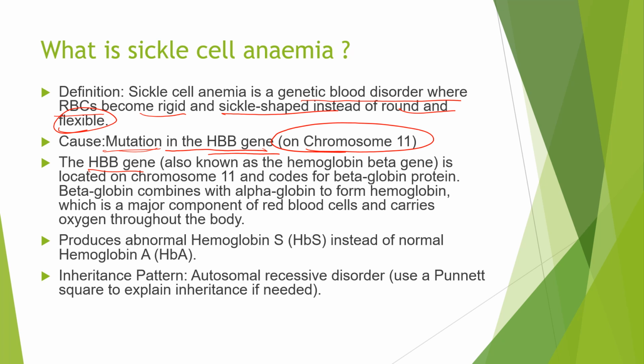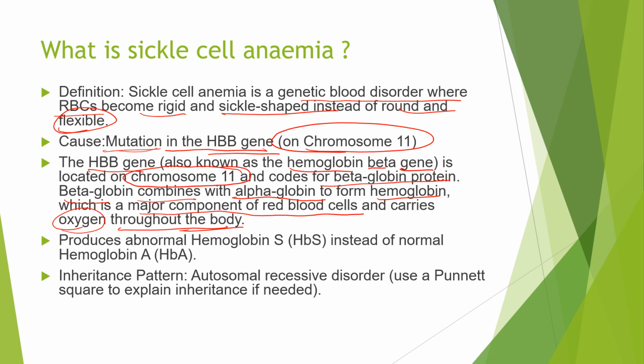It is also known as the hemoglobin beta gene, and it is located on chromosome 11 and codes for the beta globin protein. Beta globin protein is combining with the alpha globin to form hemoglobin, which is a major component of the red blood cells, and it carries oxygen throughout the body.